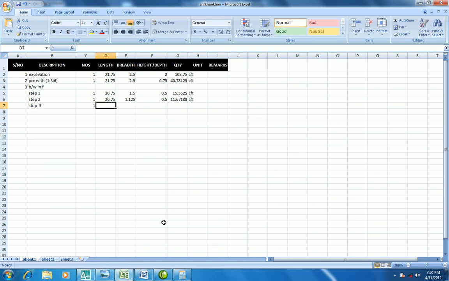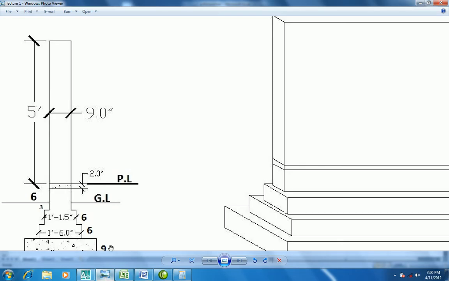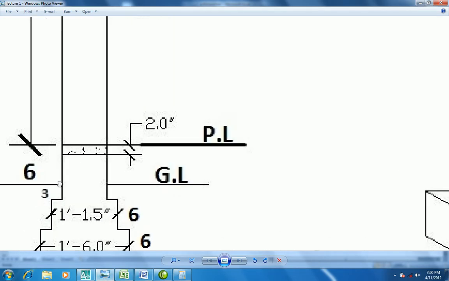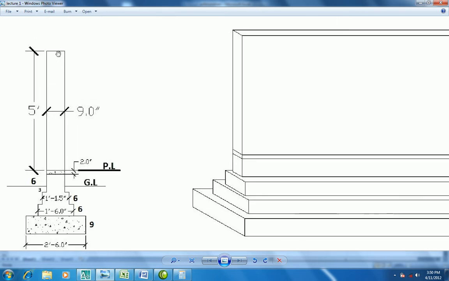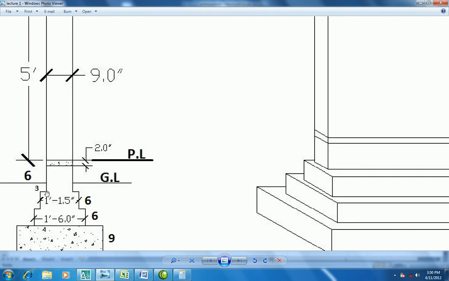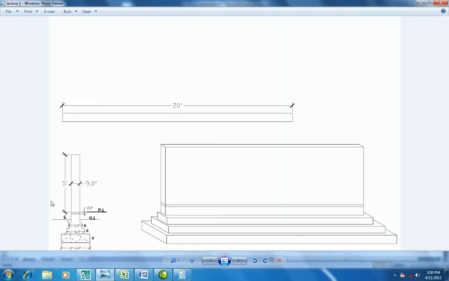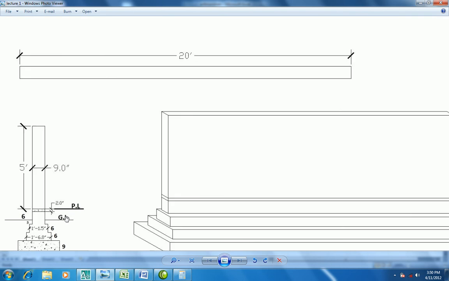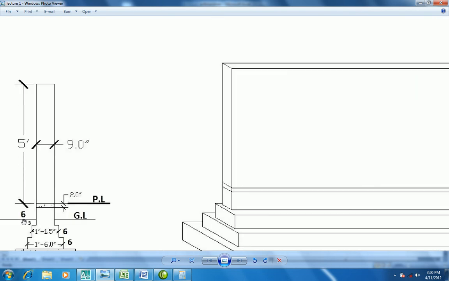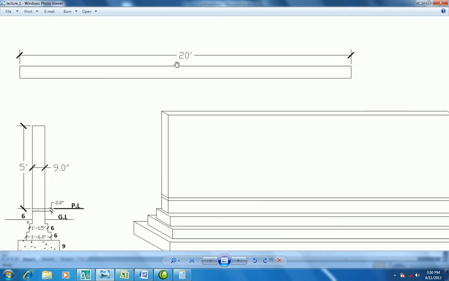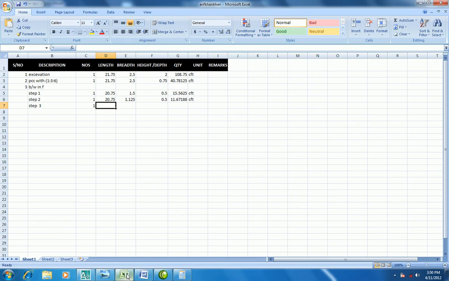And the length of step 3, look guys, the step 3 breadth is 9 inches, and the same breadth as the above wall as well. So we need to pick up the same length as the wall, because if we implement the formula, then the same length will come. So that's why we need to write 20 here, and its breadth is 9 inches, so it will become 0.75.